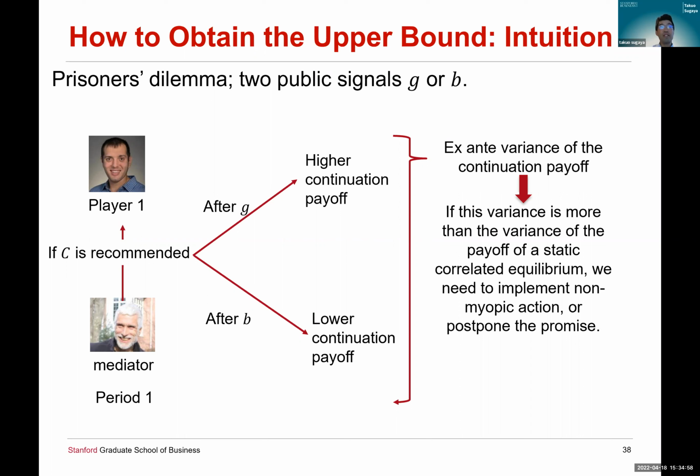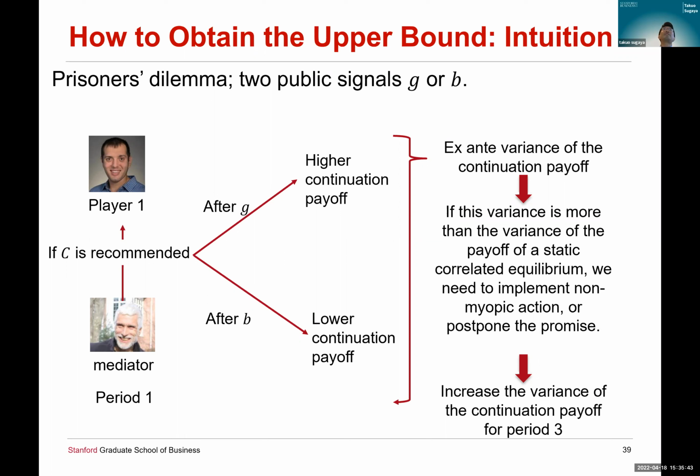And so in that case, we have a somewhat similar requirement: a higher continuation payoff after a good signal and a lower continuation payoff after a bad signal, or postpone the promise. But postponing the promise comes with a cost because the future is discounted, so the variance will be increased. So this anyway will increase the variance of the continuation payoff for period three. So we can actually write down a somewhat recursive formulation for the lower bound of the variance of the continuation payoff when we try to implement the action sequence alpha mu.